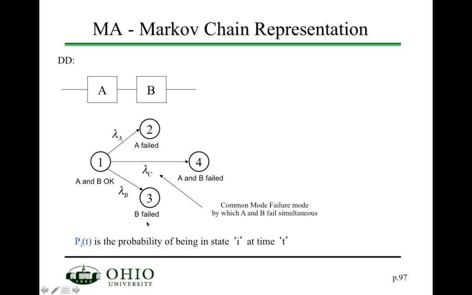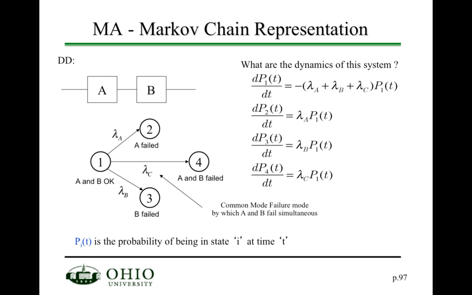Now, if we define P sub i as the probability that I'm actually in state i, in other words, P sub 1 is the probability I'm in state 1, P sub 2 is the probability I'm in state 2, P3 that I'm in state 3, and P4 that I'm in state 4, then I can set up a set of differential equations that represent the dynamics of this system.